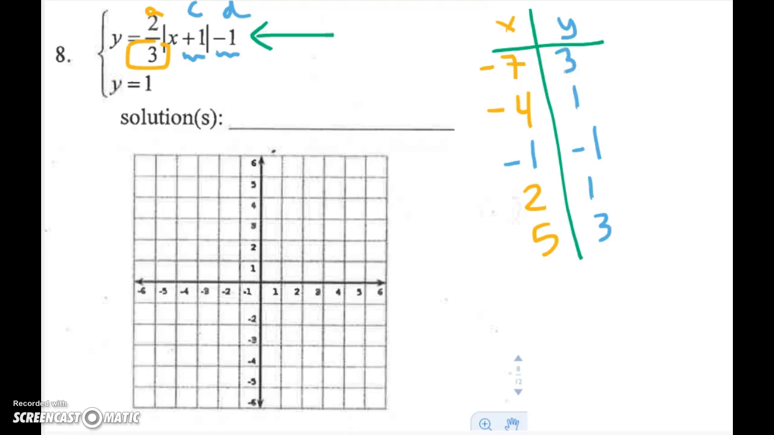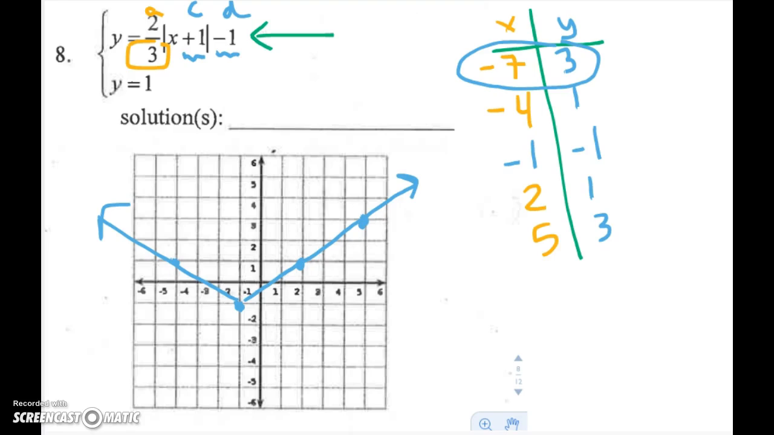So let's go ahead and plot this graph. I have a point at -1, -1. That's my vertex. And from here I should get a V shape that faces up. So 2, 1, and 5, 3. Let me work on the other side, -4, 1. And it looks like I'm going to run out of room when I'm trying to plot -7, 3, which is fine. What I have right now is pretty good, and my straight line's not too bad either. So I've graphed the first function.